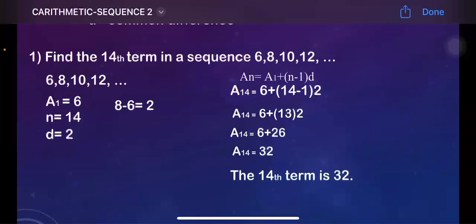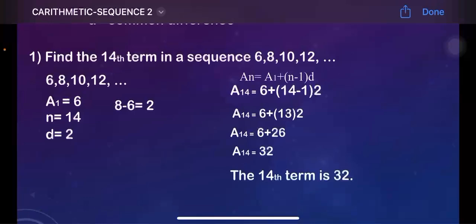The common difference is 2. Why? Because we subtract the first term from the second term, where in this sequence our second term is 8 and our first term is 6. We subtract them and the answer is 2. To verify, we also subtract 10 minus 8 and it also equals 2, as well as 12 minus 10.